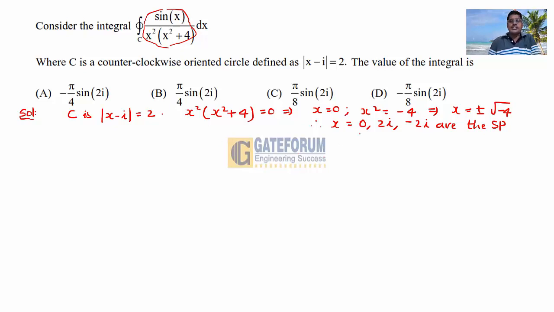So 0 lies inside C. Now plus 2i: 2i minus i, mod i value is 1, less than 2. So this point also lies inside C. Minus 2i: put x is equal to minus 2i. This simplifies to minus 3i, with modulus, mod minus 3i is 3. 3 is greater than 2. So this singular point lies outside C.